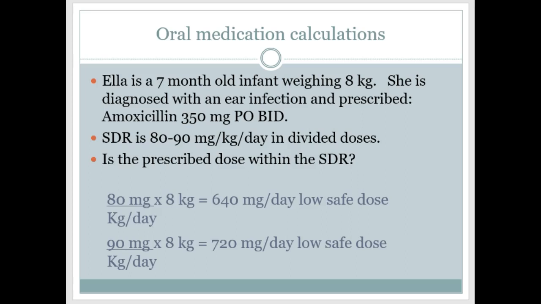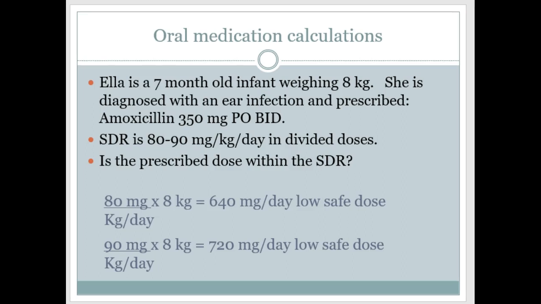So going with that first, if we take 350 times 2 doses that she's going to get, a total of 700 in a day, and so that falls within that daily range. Or we can take 640 and divide it by 2, which gives us 320, and then 720 divided by 2 gives us 360. So we can see that our dose is 350, which falls between the 320 and the 360, which would be the range per dose.